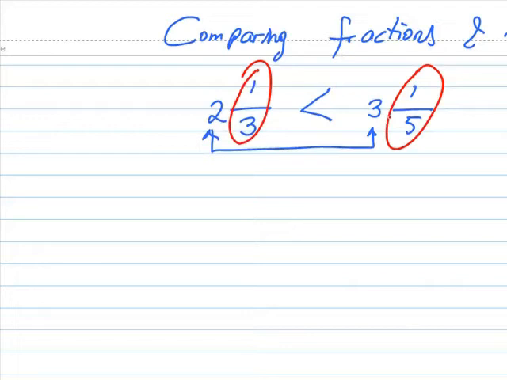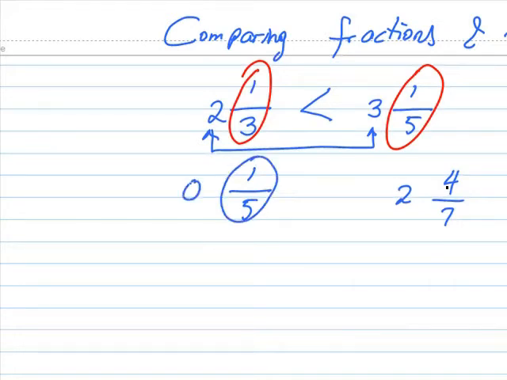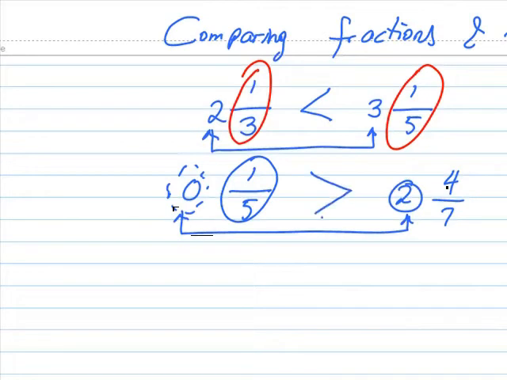So let's say I want to compare a mixed number and a fraction. Let's say I have 1/5 and I want to compare 2 and 4/7. Now you have to think of a fraction as having no whole number part. So that whole number part is like a transparent 0 in there. So you have 0 here and you have 2 here. So automatically this 2 makes this number bigger. So 1/5 is smaller than 2 and 4/7.